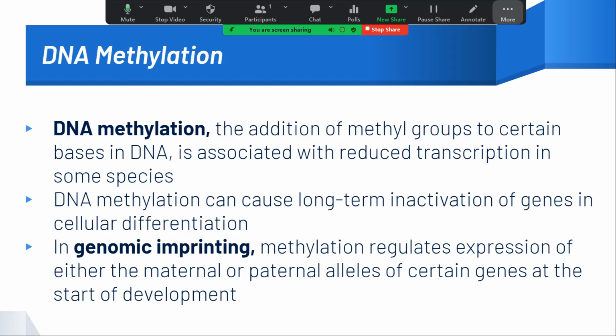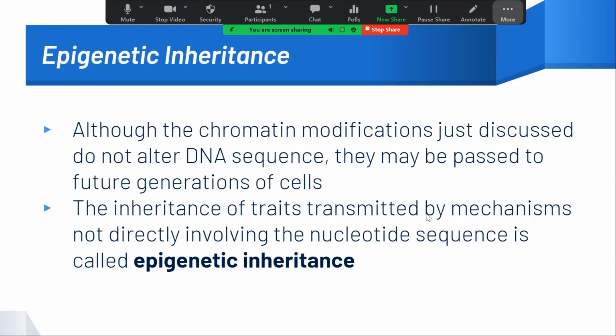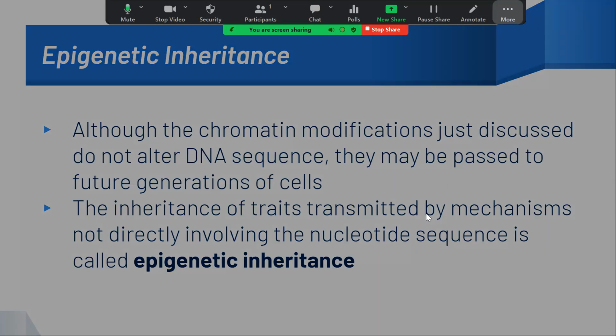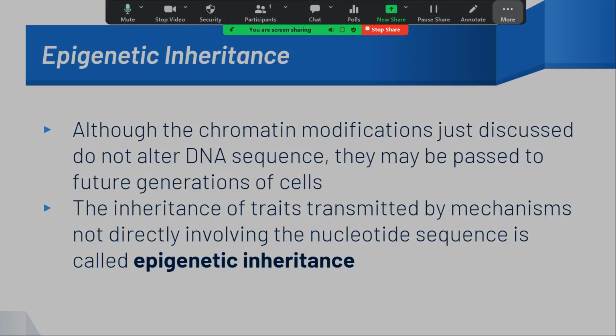Even though you have the DNA coding for certain proteins, in genomic imprinting, you're basically shutting that process down, you're shutting down that gene, so that's not being able to be passed down to the next generation. And that's what genomic imprinting is. So DNA methylation is turning off genes. And epigenetic inheritance is that inheritance of that genomic imprinting and that DNA methylation.